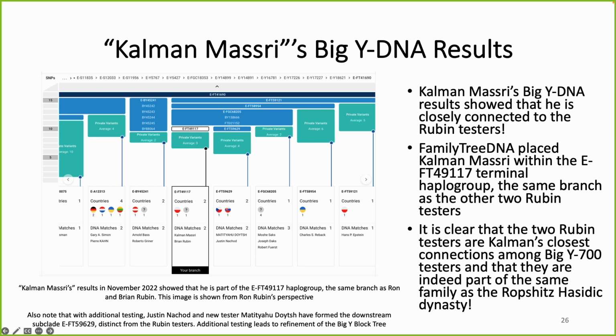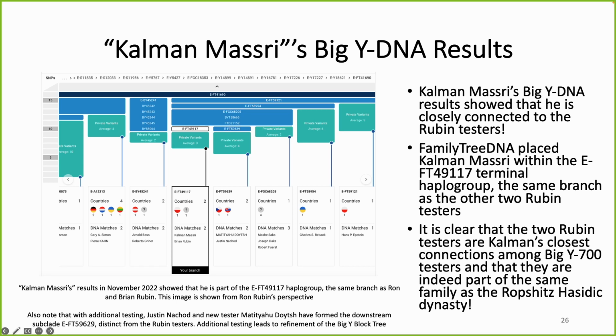This is from Ron Rubin's perspective, looking at his branch of the family, and it's Brian Rubin, and it's Kalman Masri. Again, the pseudonym for the Horovitz descendant. So it's clear that the two Rubin testers are Kalman's closest connections. Among the big Y700 testers, you can see it very clearly because they all share this later occurring mutation, FT49117, that only those three testers have.